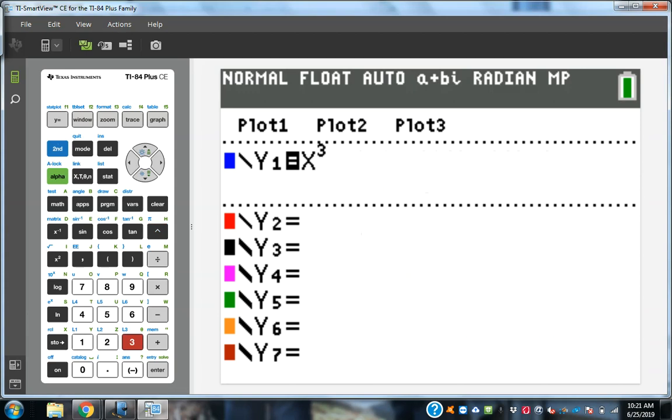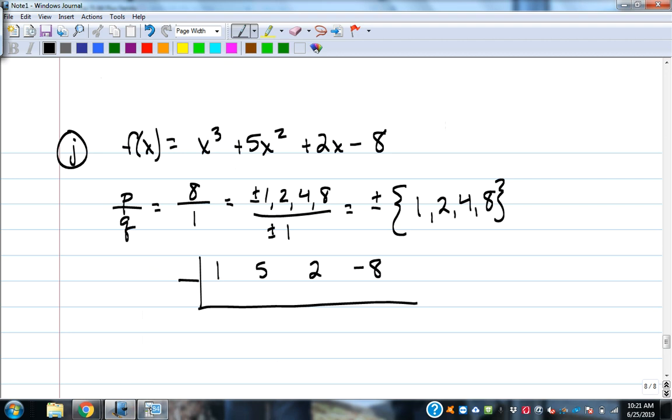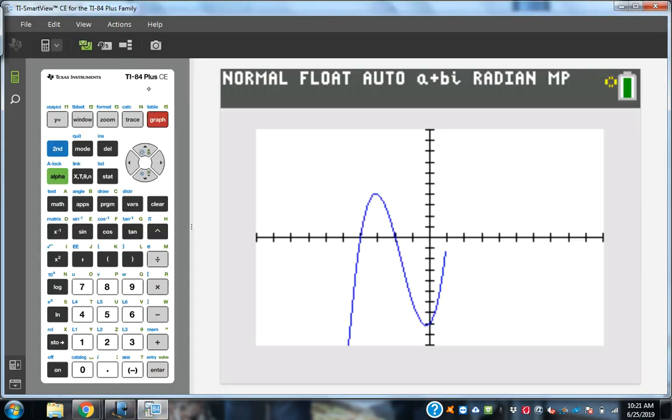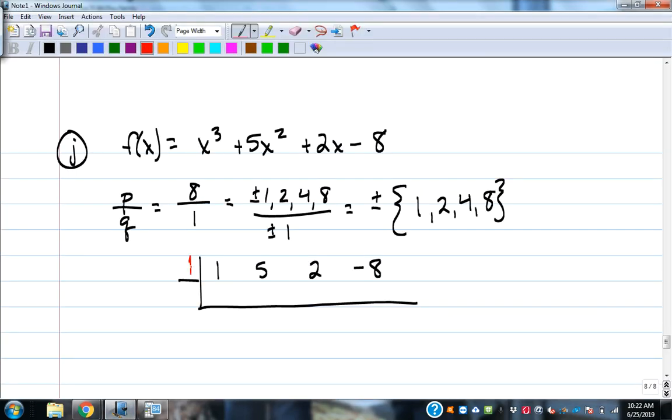X to the third plus 5x squared plus 2x minus 8. Yeah, got all the signs right. Hit graph. This one looks like it crosses at 3 really nice places. I know positive 1 there. That looks like -2. That looks like -4. All of those are in our list. I just need to pick one to start with. Okay. I think positive 1 would be easier than the negative ones. That just makes sense to me to use the positive 1 because it's an easier number to use than the negative ones.